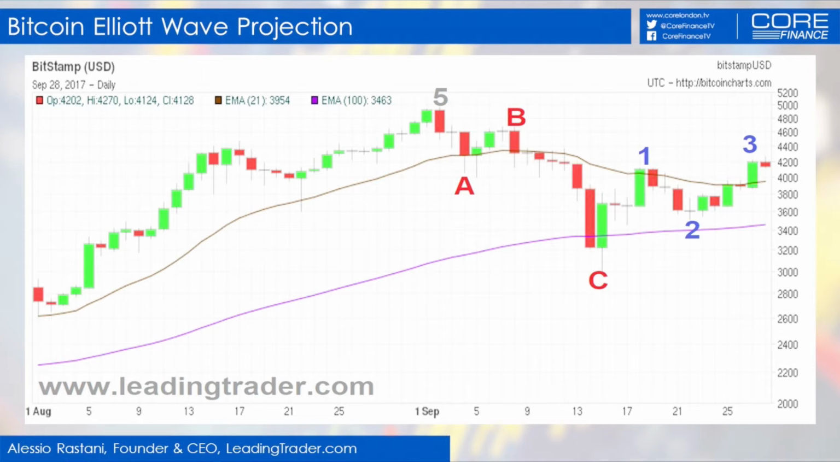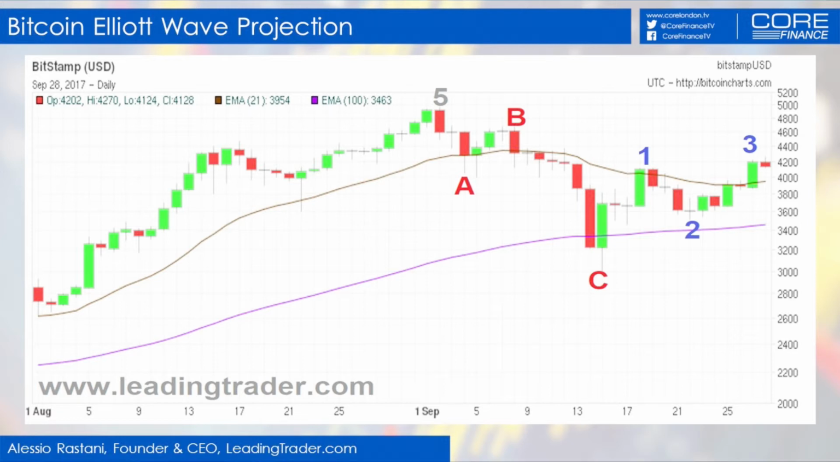Some folks asked me only a few weeks ago, can you give us an update on Bitcoin? And what I said a couple of weeks ago, not on this show, but to our own subscribers, was, look, we have an ABC corrective pattern. That purple line you see there on the chart is the 100 simple moving average, which usually coincides with the weekly 21 exponential moving average, the brown line. You can see that correction, that downward slide in early September. And I said at the time that was an ABC correction.